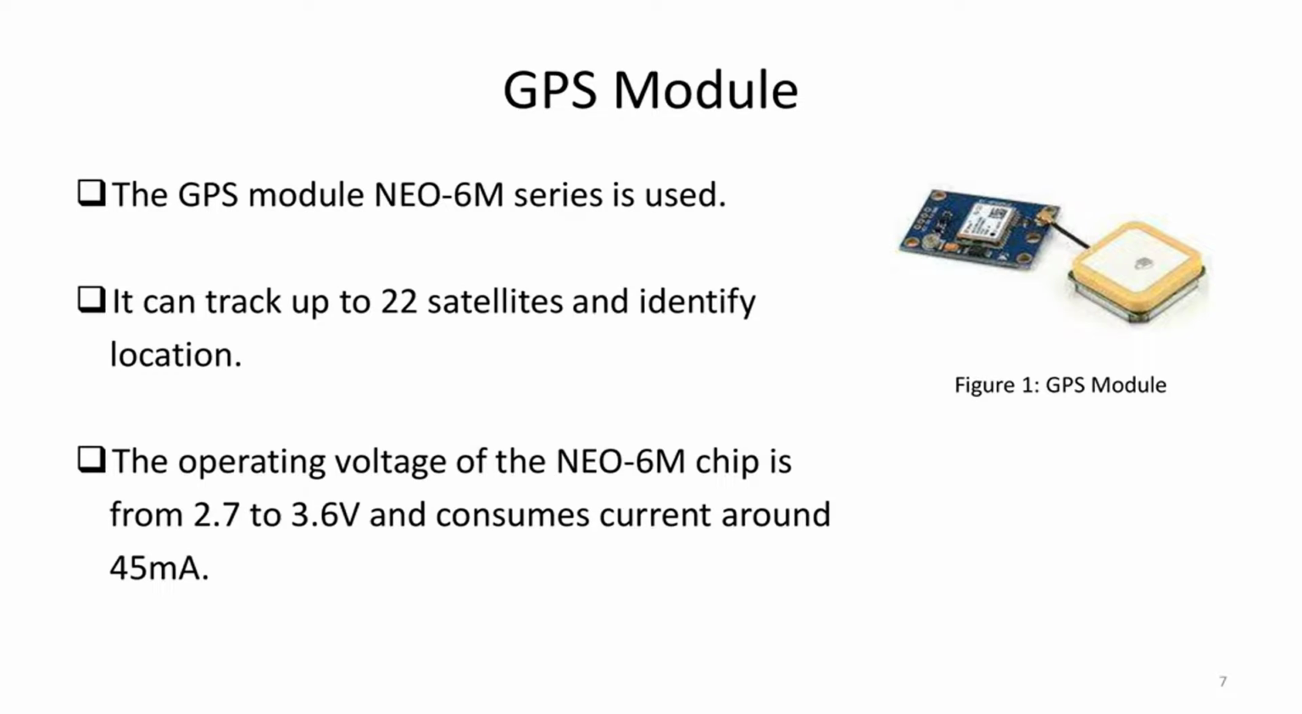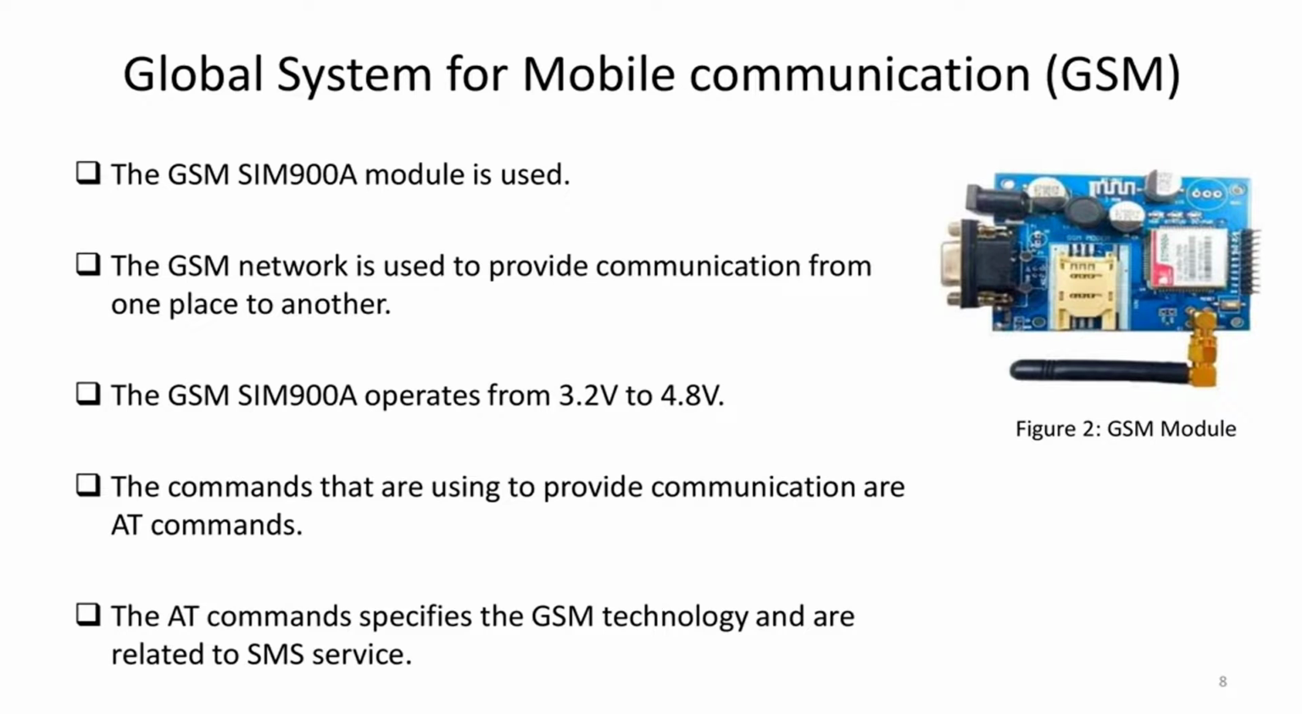Now, the GPS module that we have used in our prototype is the Neo 6M. It can track up to 22 satellites and identify location. The operating voltage of the module is 2.7 to 3.6 volt and it consumes current around 45 milliampere. The next module is the GSM module, that is SIM 900A.